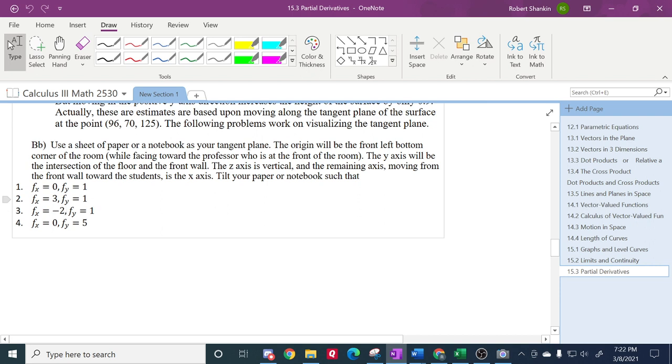Fx is now 3, Fy is 1. Tilt your piece of paper or book or whatever it is you're playing with so that it meets conditions in number 2.